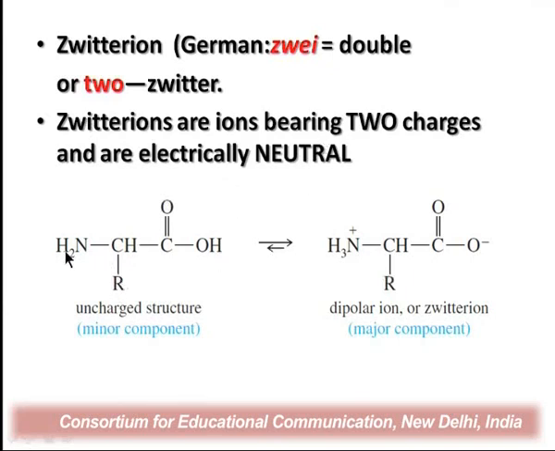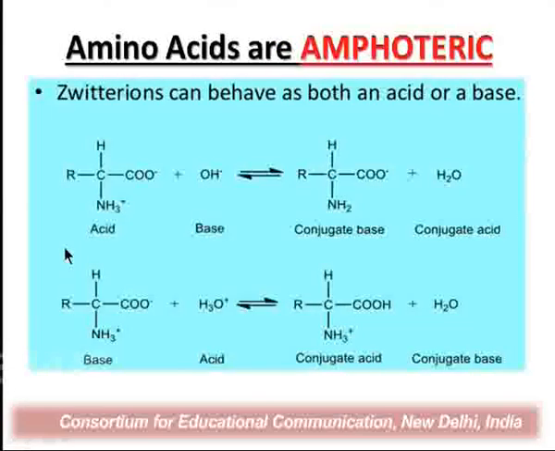Now let us look into the next property, that since amino acids have both the COOH group and the NH2 group, a zwitterion is formed.